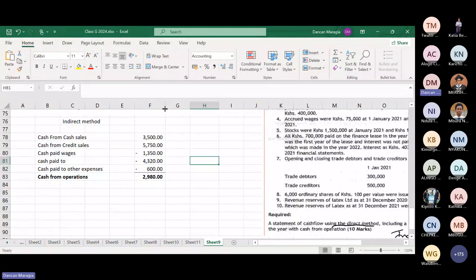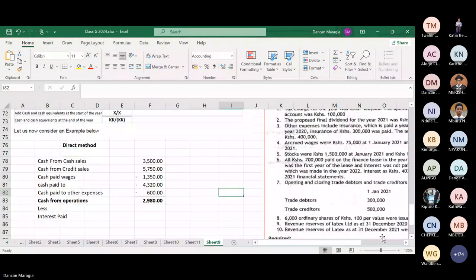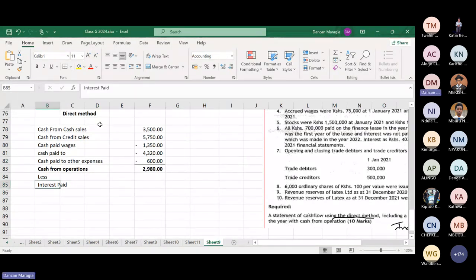Then after you've got cash from operations, you less interest paid. Excuse me, Mwalimu, shouldn't this be the direct method? Yes, sorry, direct method. I don't know why I wrote indirect. This is the direct method we are doing. Less interest paid and less taxation paid.